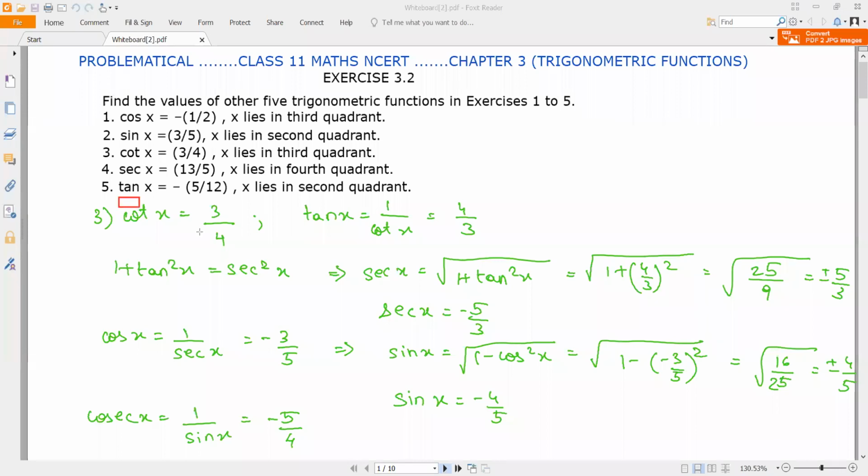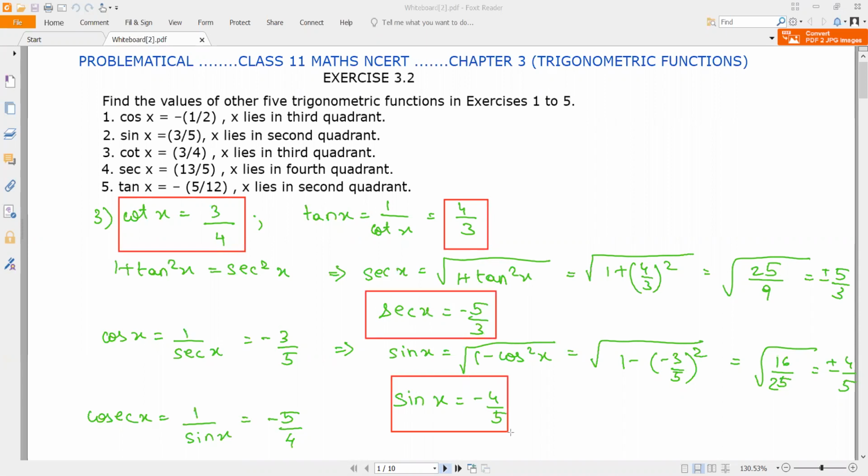So you were given cot x is equal to 3 upon 4. Tan x came down to be 4 upon 3. Sec x is minus 5 upon 3. Sin x is minus 4 upon 5. Cos x is minus 3 upon 5. And cosec x is minus 5 upon 4. Next.